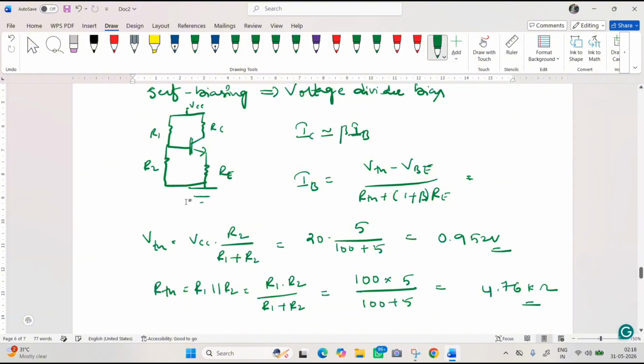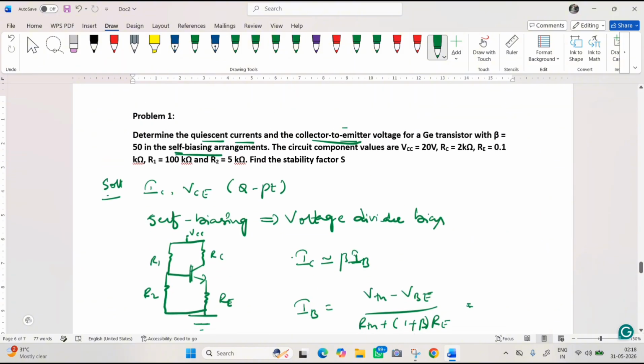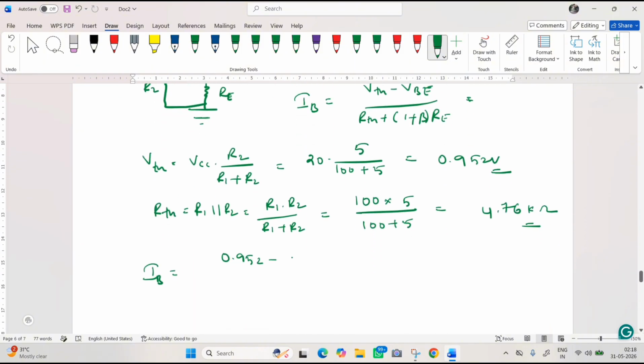Now, let me try to find this IB. This IB value will be equal to VThevenin, that is 0.952, minus VBE. Which VBE value is for this one? This one is germanium. For germanium, what is the VBE value? That is the cut-in voltage, 0.3. You must remember that. For silicon it is 0.7. Here it is germanium, so that is why I am writing this as 0.3, divided by RThevenin's value, which is 4.76.